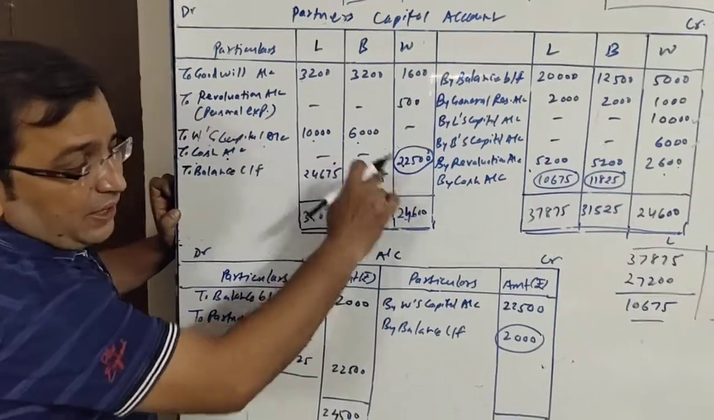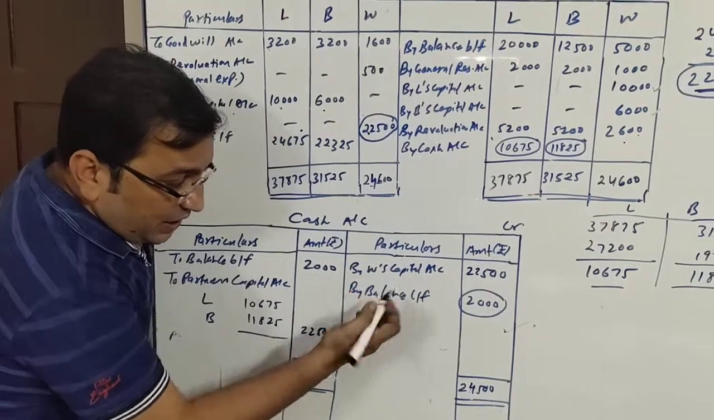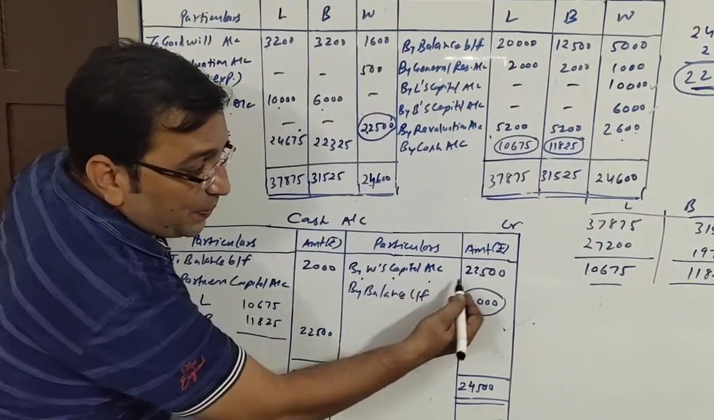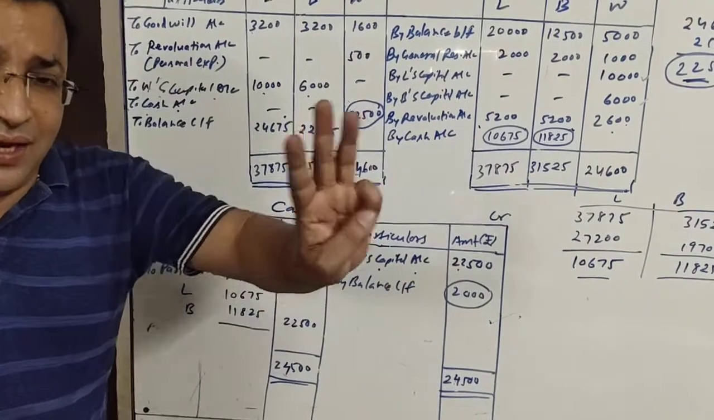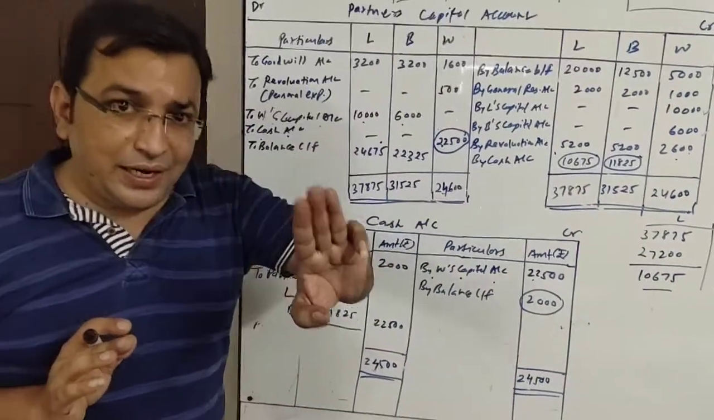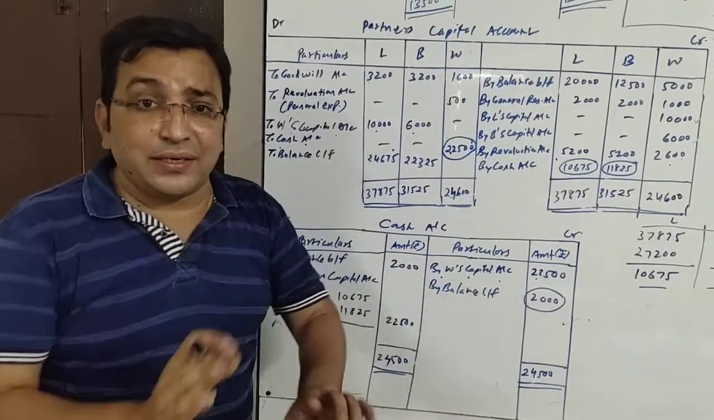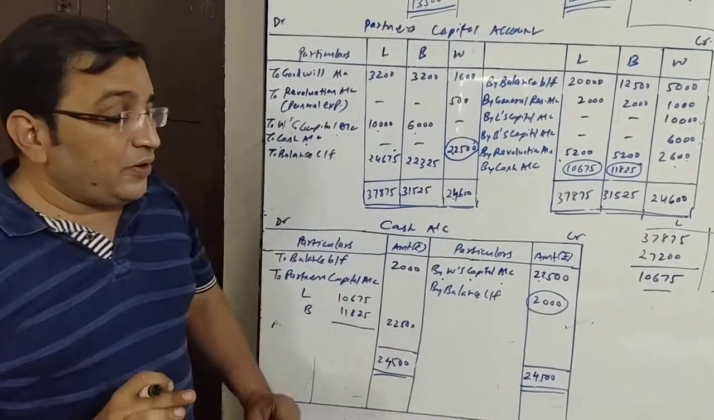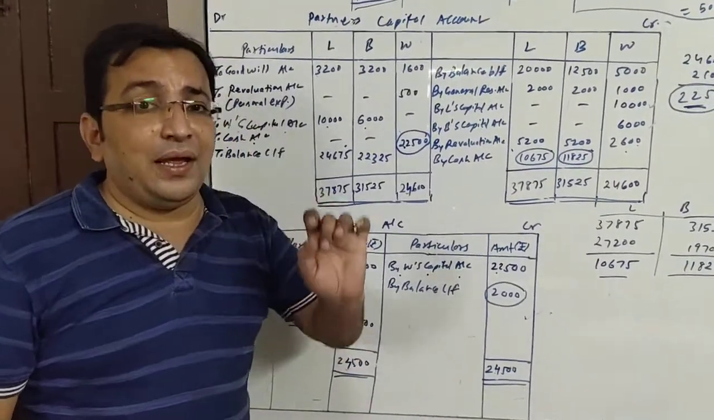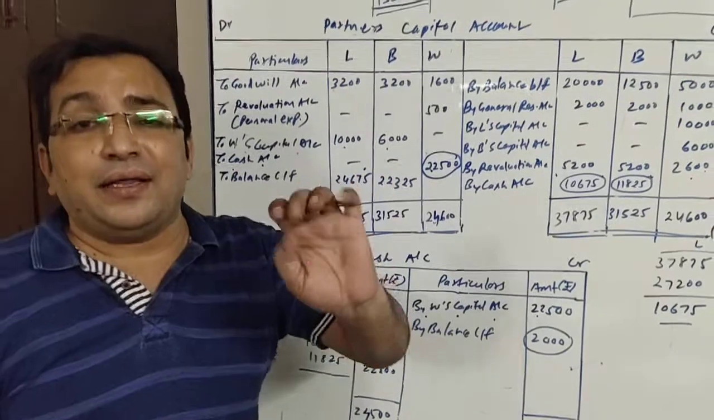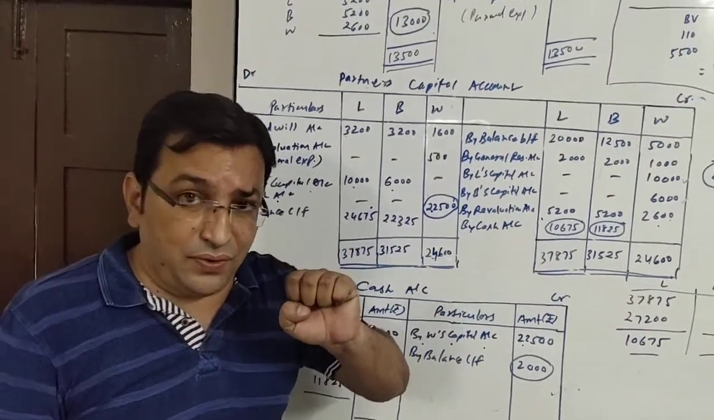Now 22,500 will be written in the cash account, credit side, so by W's capital account 22,500. One thing is done, right? Three things are there in that adjustment. One thing, we have paid W in cash. Now later on they said that the same amount will be brought by L and B in such a manner that their capital will become in the new proportion, new ratio.